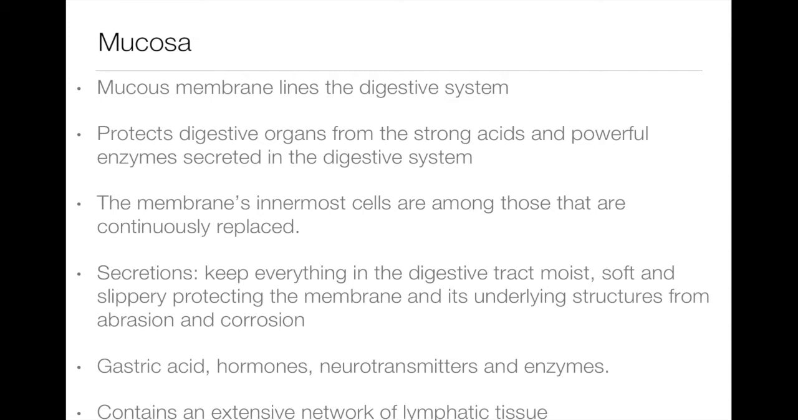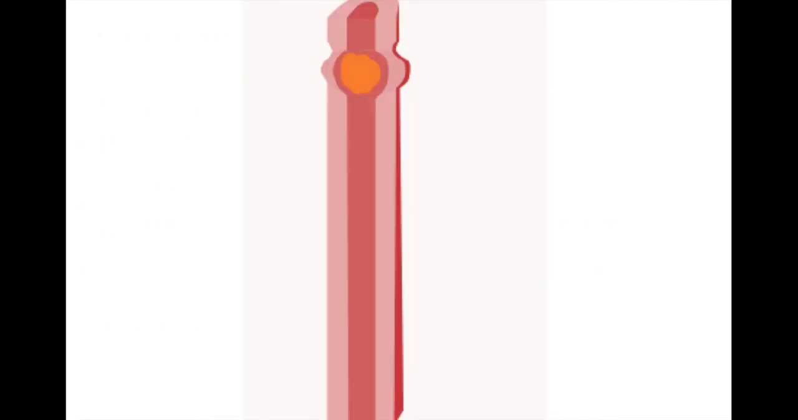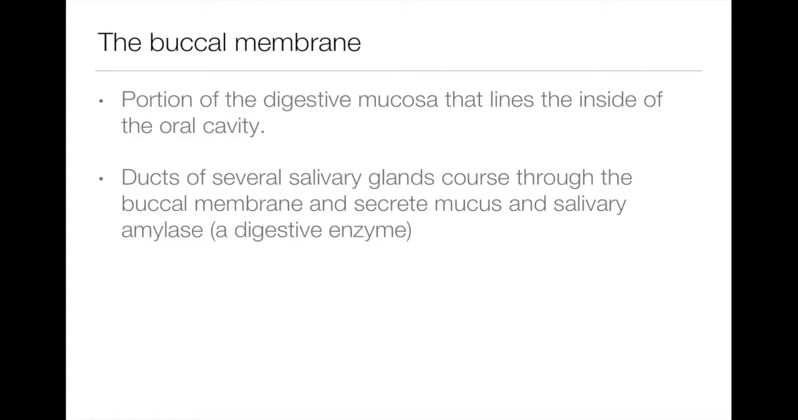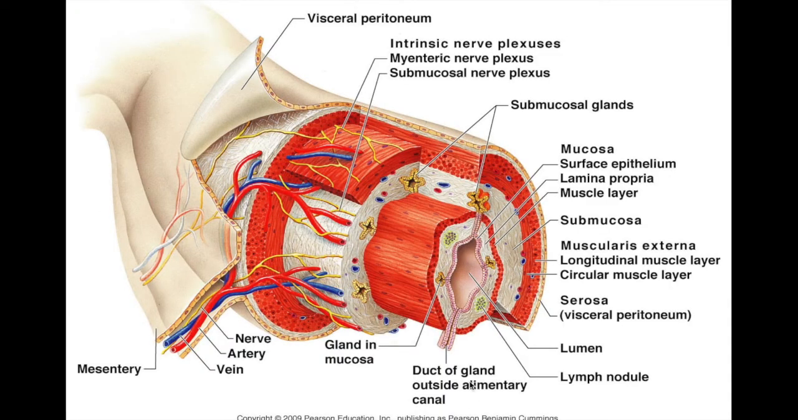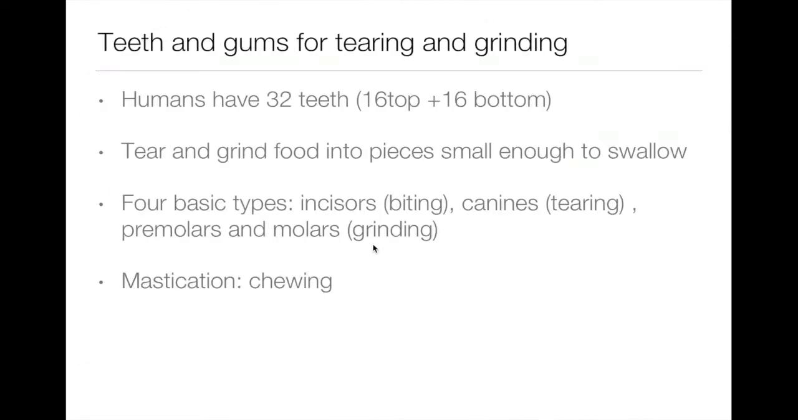Now, the digestive mucosa contains tissues and cells that secrete other substances as well, including gastric acid, hormones, neurotransmitters, and enzymes. Now, the digestive mucosa also contains an extensive network of lymphatic tissue. As you can see in that picture here, you see lymph nodules, and we've got lymphatic tissues in the digestive mucosa.